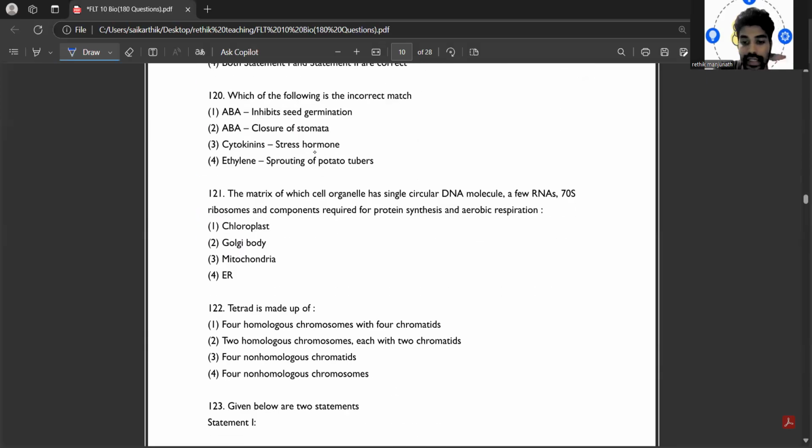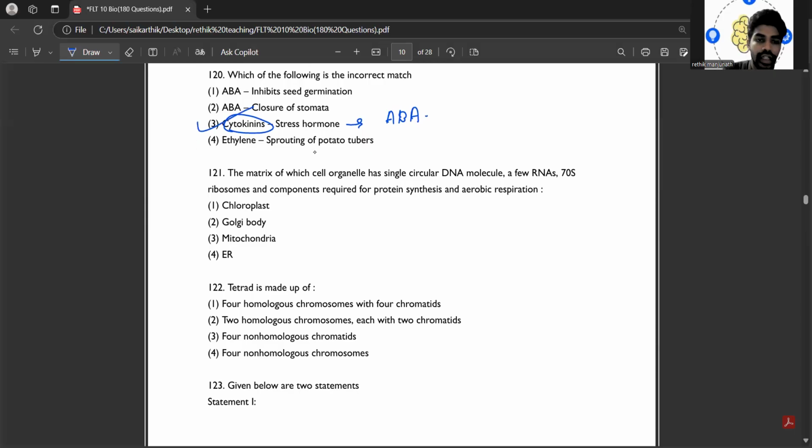So 120 says which of the following is incorrect? So out of this, which of the following are incorrect? So one, two, three. Stress hormone is not actually released by the cytokinins, rather it is released by ABA. So third one is incorrect.